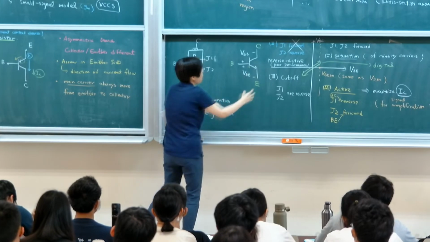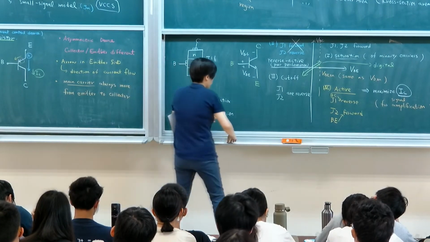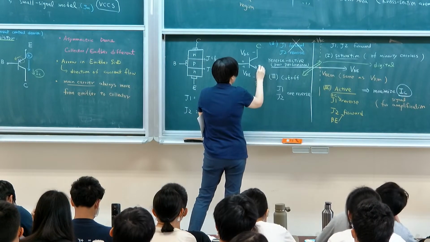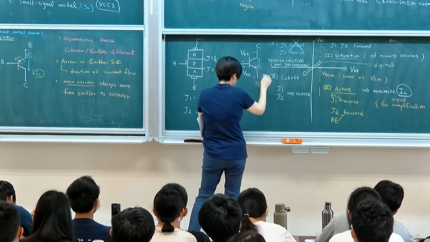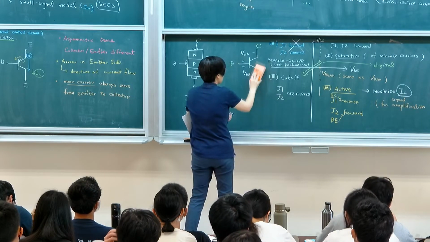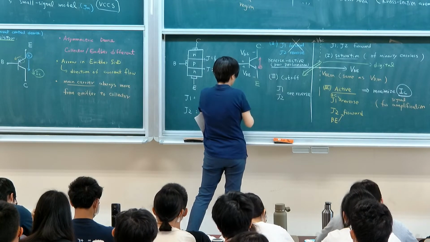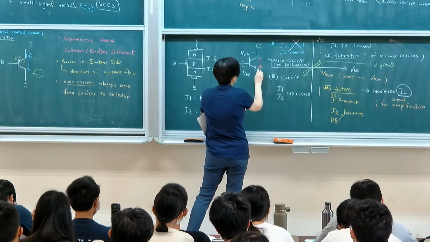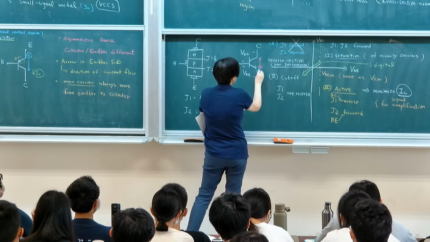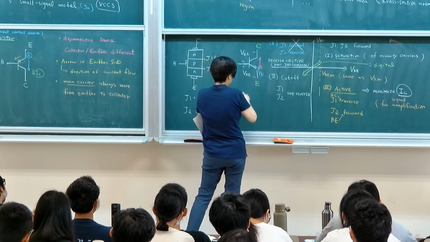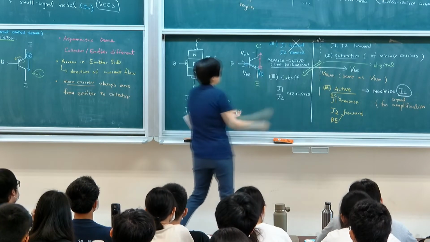The emitter will provide electrons and holes. So there will be electron current. I'm using the wrong color, let me make sure I'm consistent. So this is my electron current, and this will also provide hole current. But the hole current will go here, and the electron current will go to the collector.